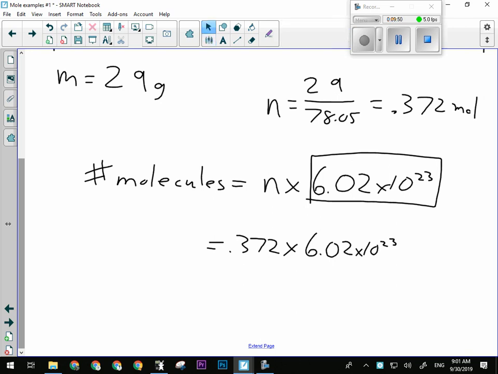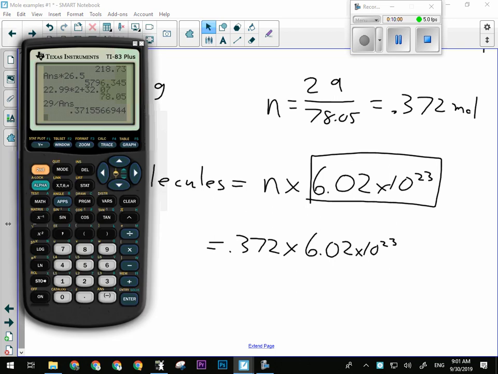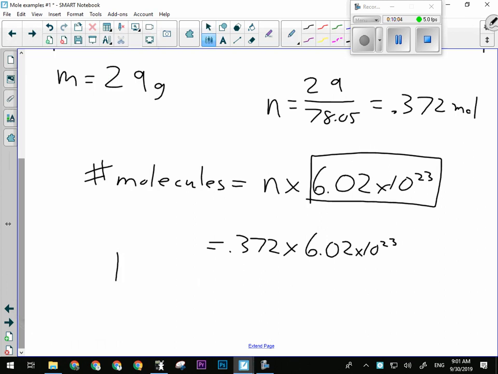Now, if you're at the point where you're trying to plug that into your calculator, you're probably wondering how to put that big number into your calculator. So I'm going to show you how. Your calculator either has a button that looks like this, or it has a button that looks like this.